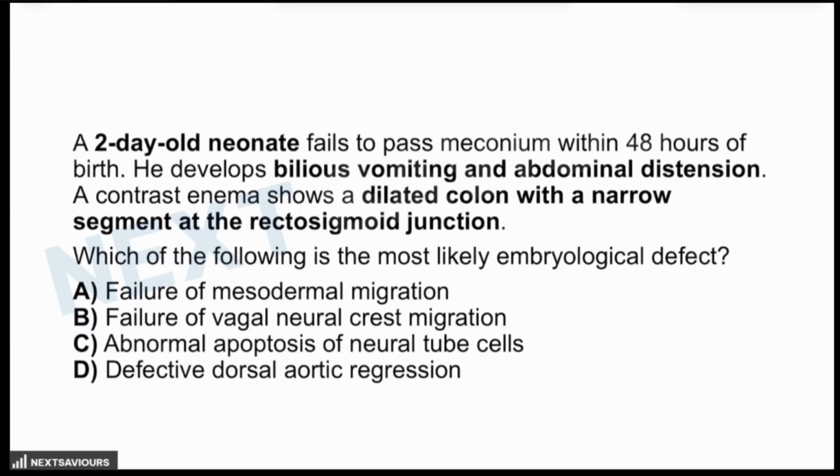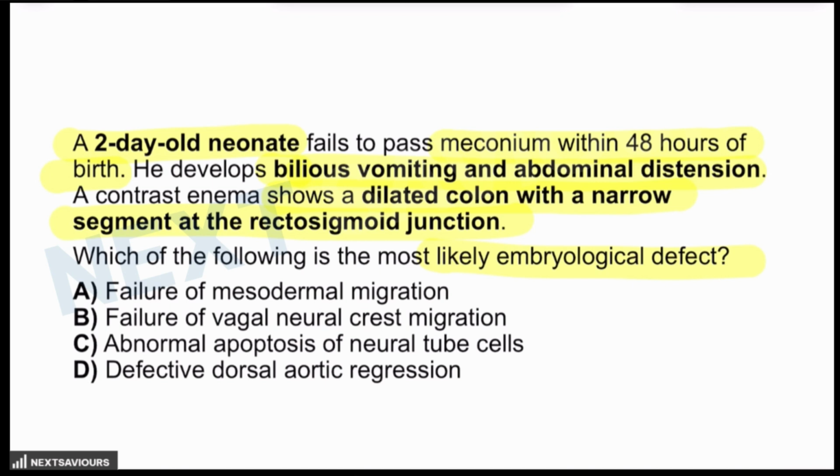So if we see this question, like a 2-day-old neonate fails to pass meconium within 48 hours of birth. He developed bilious vomiting and abdominal distension. The contrast enema shows a dilated colon with a narrow segment at the rectosigmoid junction. So, which of the following is the most likely embryological defect the patient is suffering from?